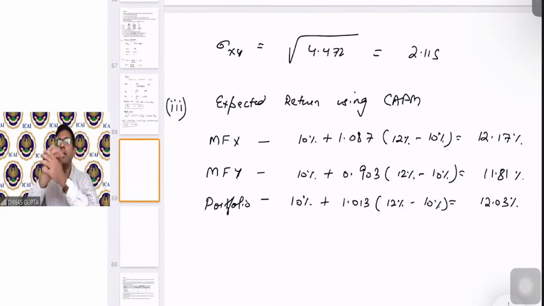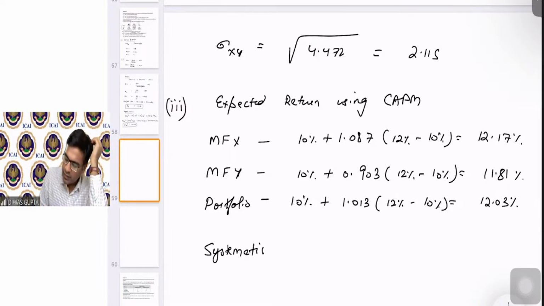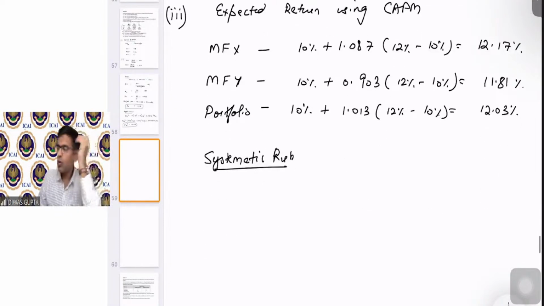We have calculated the expected return. The second sub part of the third part was systematic risk. Again, let's do it for all three. Systematic risk, we understand, is beta square times standard deviation of market square. This is called systematic risk. Correct, students?